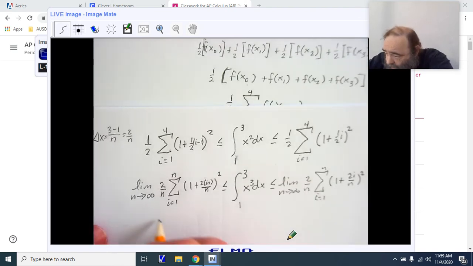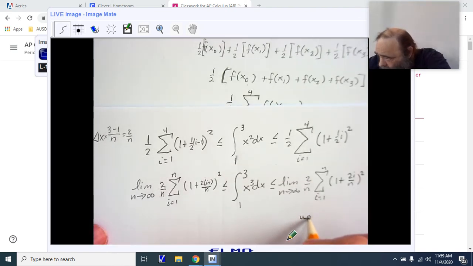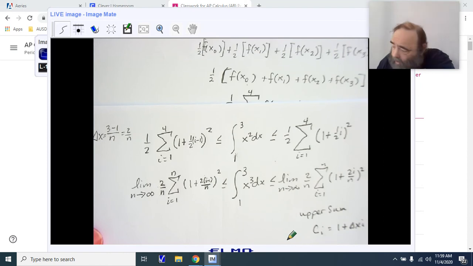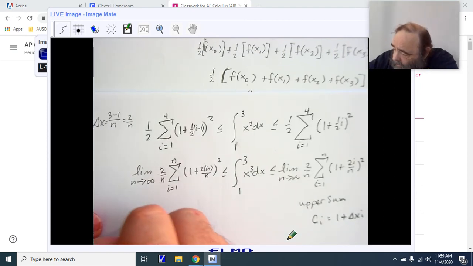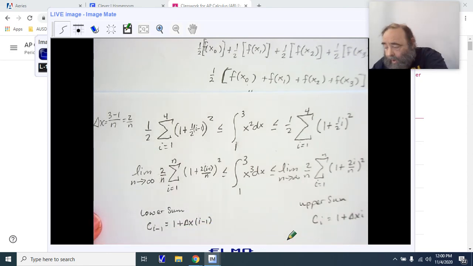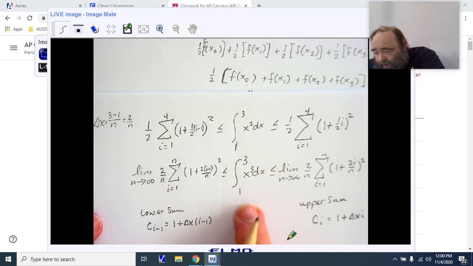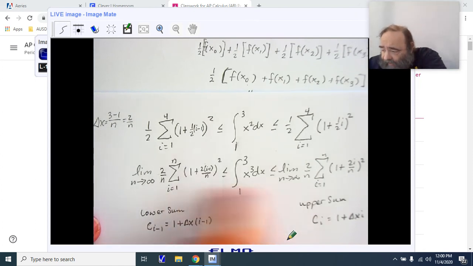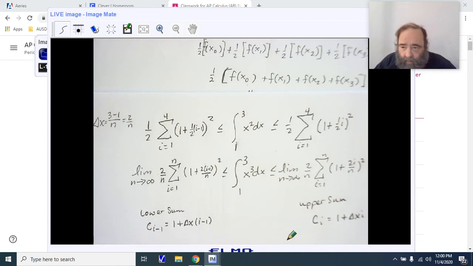Now, this is our upper sum, this one here. Our upper sum is working with c sub I, which is 1 plus delta x times I. Our lower sum is this c sub I minus 1, which is found by 1 plus delta x times I minus 1. And smack dab in the middle is the actual integration, which at infinity is equal to all three.